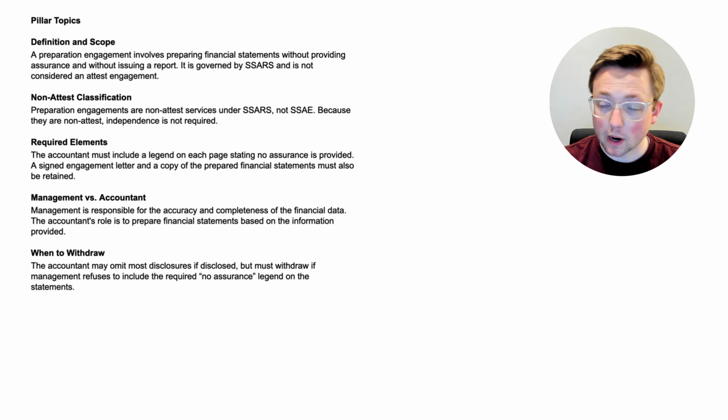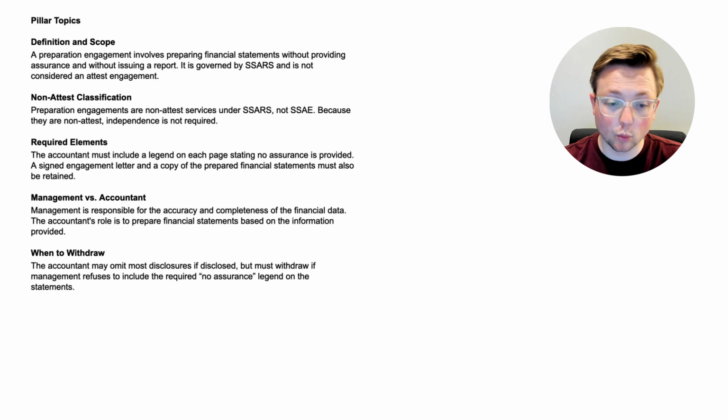Now let's talk about the required elements of a preparation engagement. The accountant must include a legend on each page stating no assurance is provided. A signed engagement letter and a copy of the prepared financial statements must also be retained, or should be retained, even if it's not a must. Now let's talk about management versus accountant, their responsibilities. Management is responsible for the accuracy and completeness of the financial data. The accountant's role is to prepare the financial statements based on the information provided, and that's pretty much it.